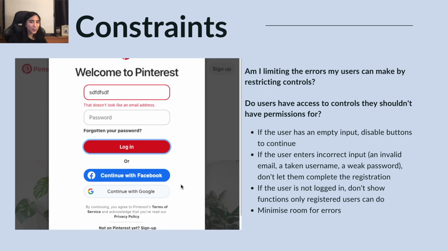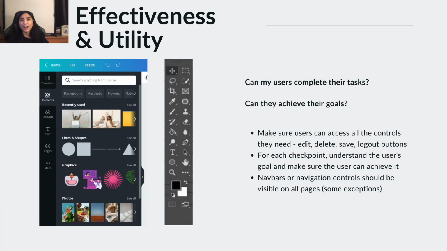And lastly, minimize room for errors. Effectiveness and utility mainly revolve around whether your users have access to the tools they need to achieve their goals. So ask yourself, can my users complete their tasks?